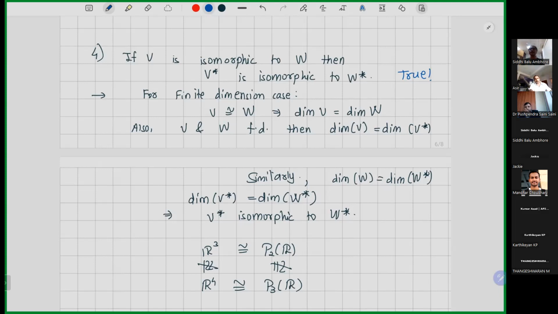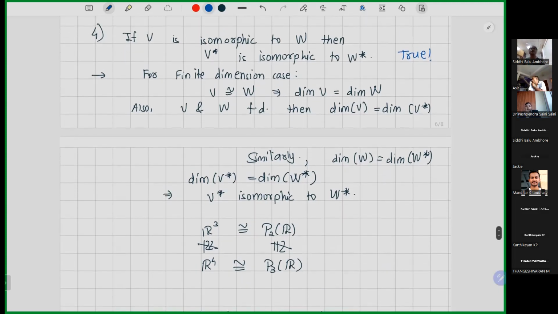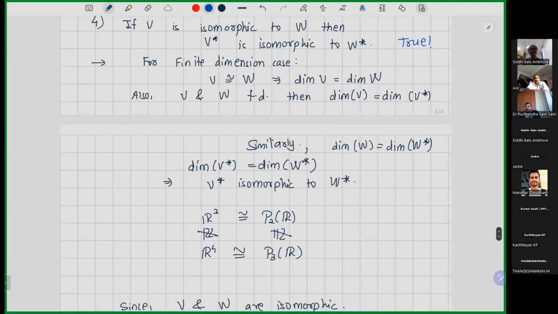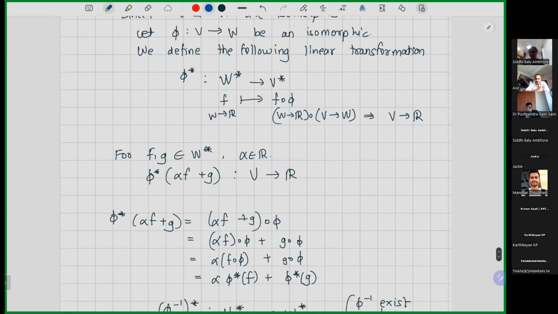Is it clear? So if two vector spaces are isomorphic, then their dual spaces are also isomorphic. The spaces themselves need not be isomorphic, because we got that the dimension of V was less than or equal to that of V star. But the corresponding dual spaces are isomorphic if V and W are isomorphic. Is it clear, or is there any doubt here, like how things are happening?